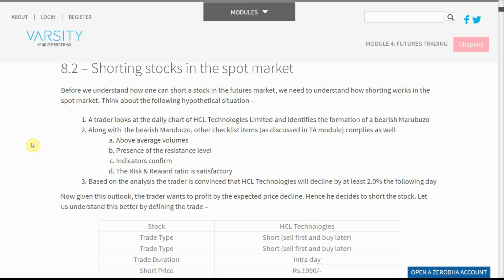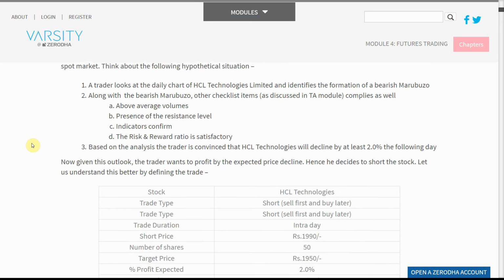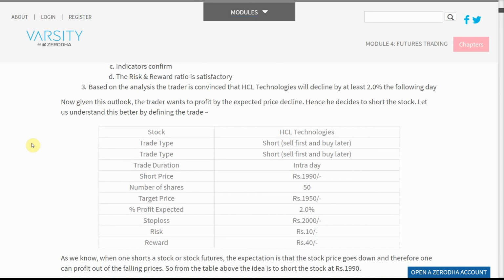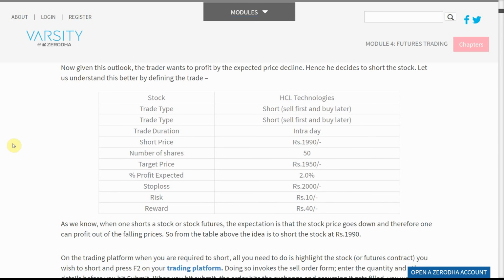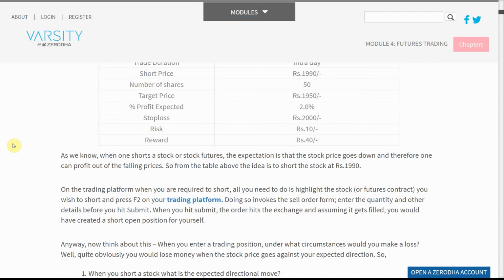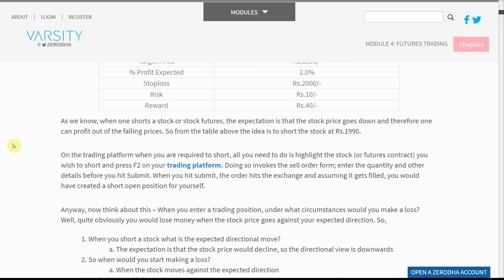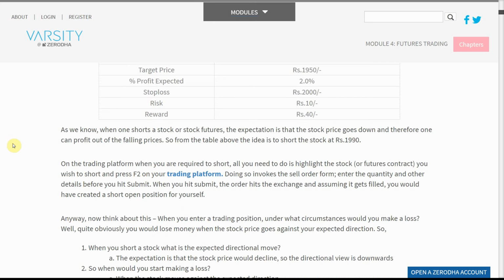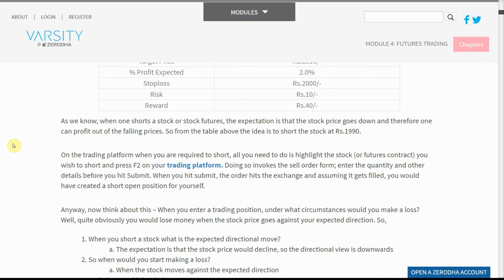Based on the analysis, the trader is convinced that HCL Technologies will decline by at least 2.0% the following day. Now, given this outlook, the trader wants to profit from the expected price decline. Hence, he decides to short the stock. Let us understand this better by defining the trade. Stock: HCL Technologies. Trade type: short, sell first and buy later. Trade duration: intraday. Short price: 1,990 rupees per share. Number of shares: 50.